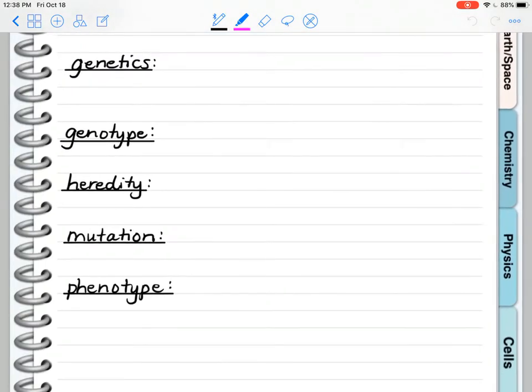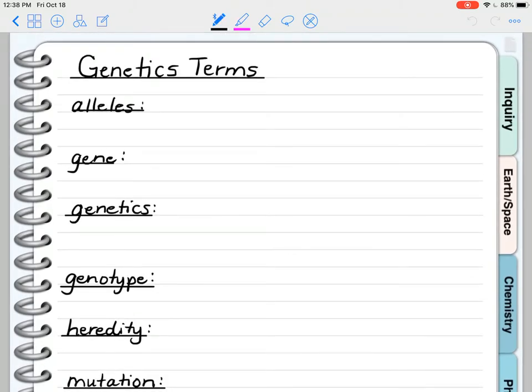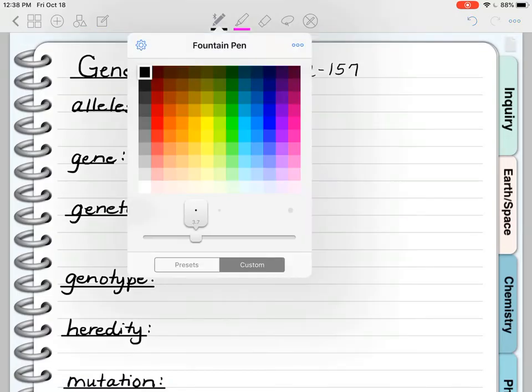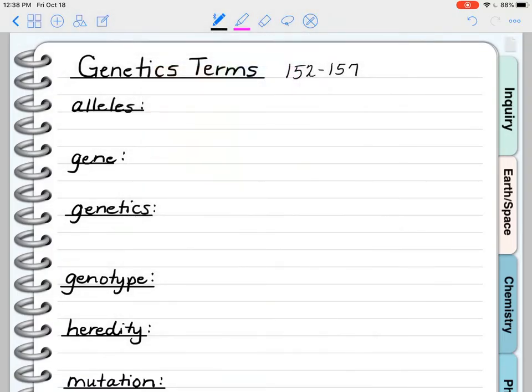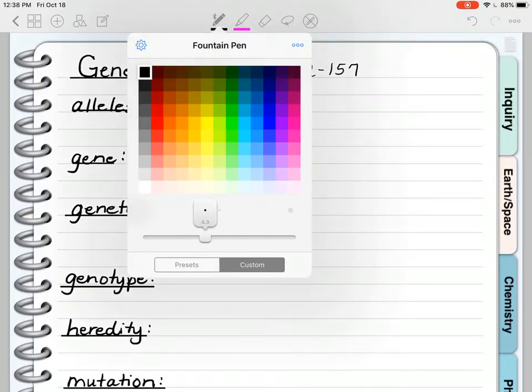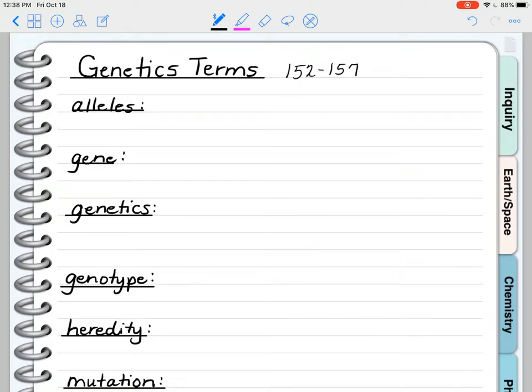If you are following along in the textbook, we're on pages 152 through 157. So if you have that book and are using it, there are good reading materials and practice tests related to this topic.